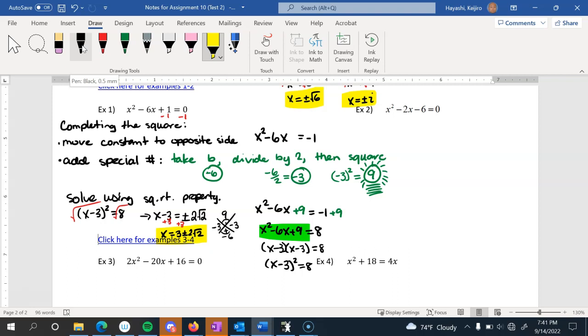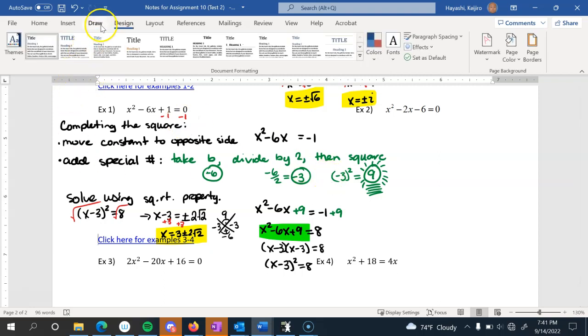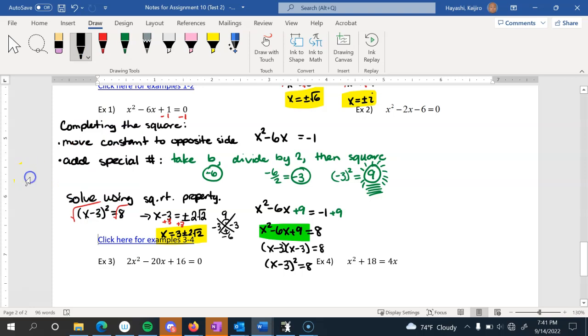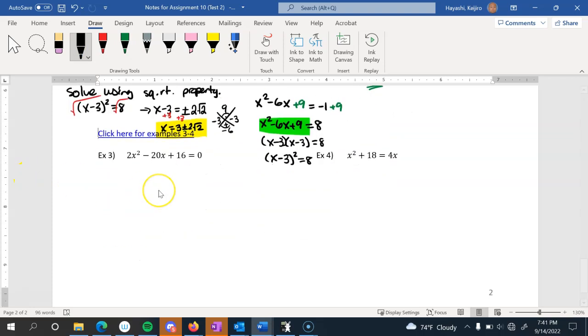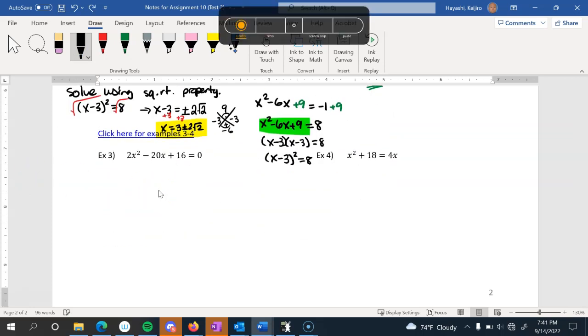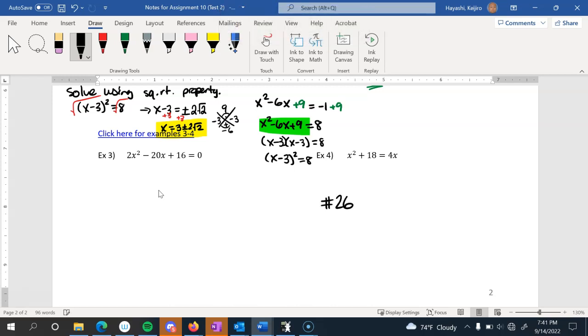Okay, so number 26 on the back. Then I'll just put an image of this on Blackboard. Okay, so number 26, that is x squared minus 8x plus 6 is equal to 0. We first want to move the constant over to the other side.